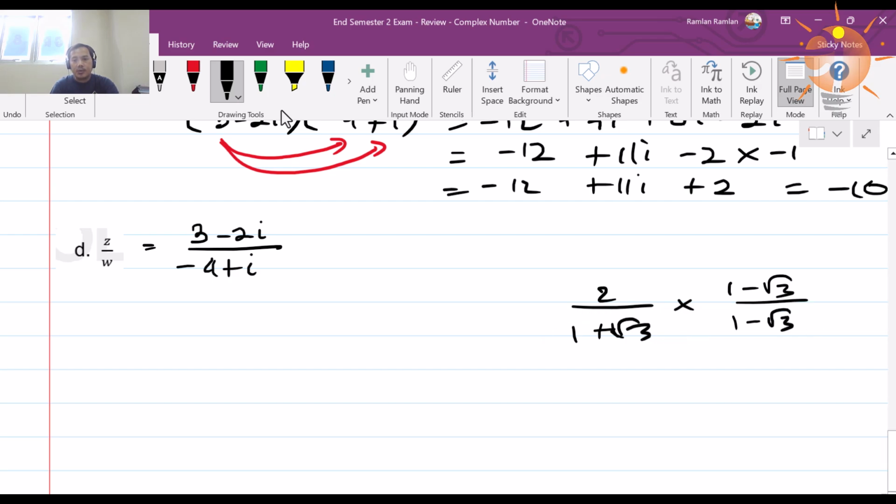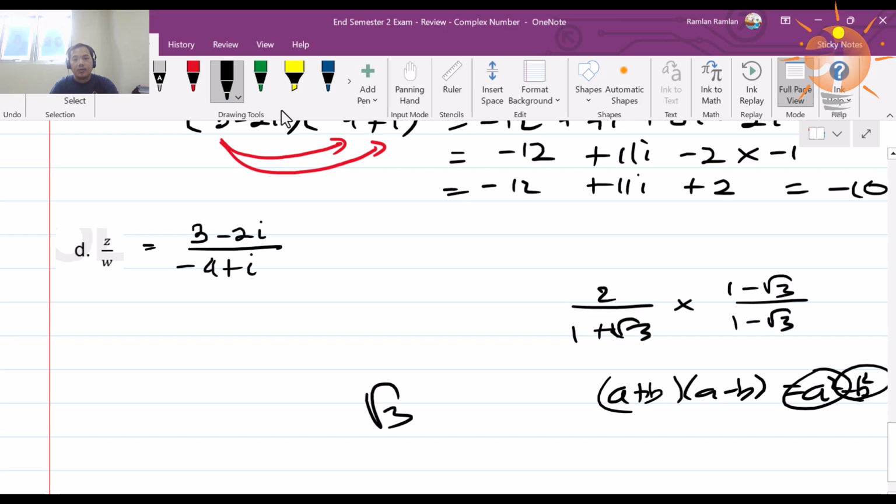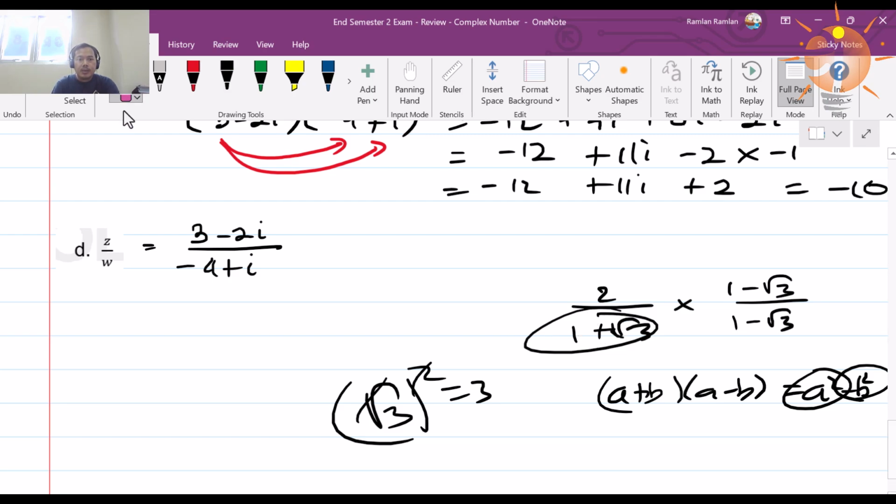Because in algebra, if I have a plus b times a minus b, it equals a squared minus b squared. If we're squaring numbers, the square root will be gone, right? For example, the square root of 3 squared is just 3. So we're getting rid of that. Again, we can use the conjugate: if this is plus, then this is minus. Okay, so let's go back to the question here.